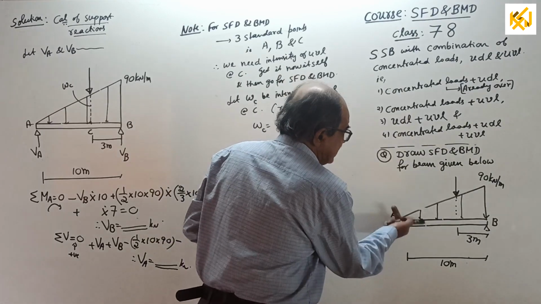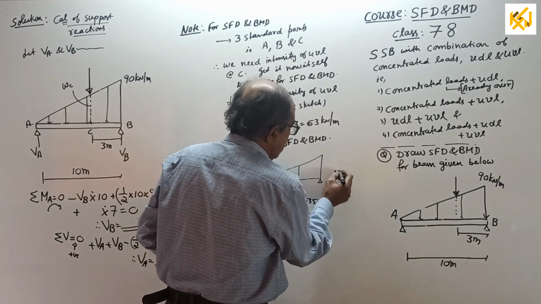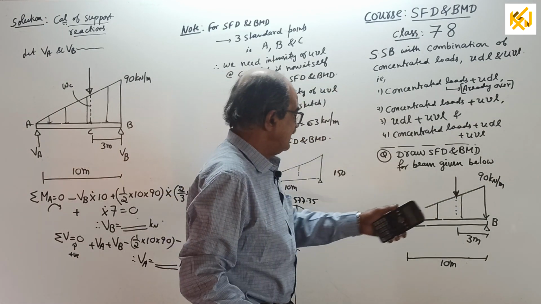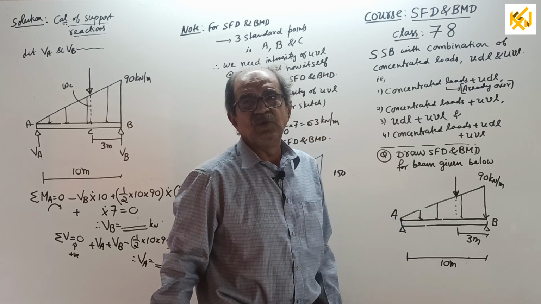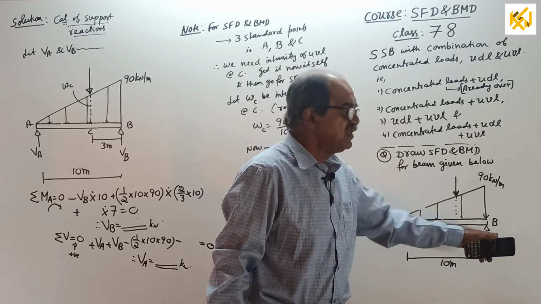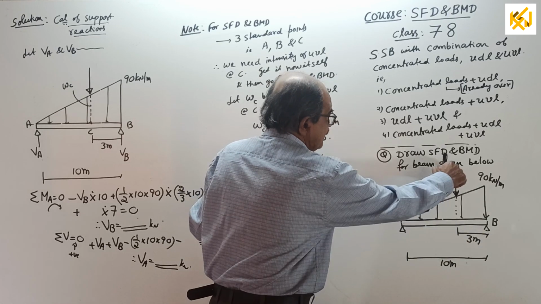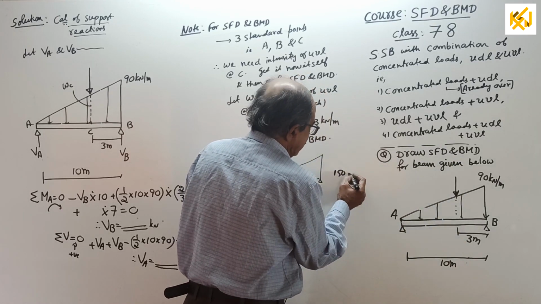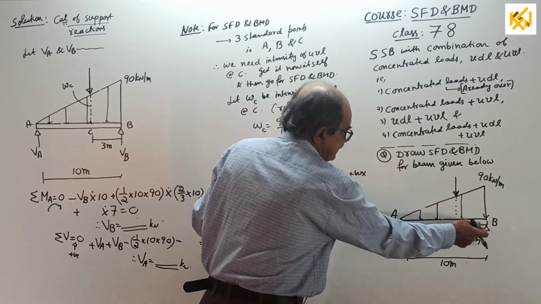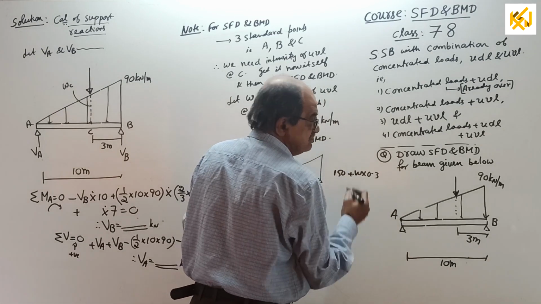This reaction due to only UVL is 150 kilonewton. Why? 90 into 10 is 900, by 2 is 450, 1/3 here, 2/3 here. And because of this point load, this reaction is that point load into 3 by 10, which is 0.3.